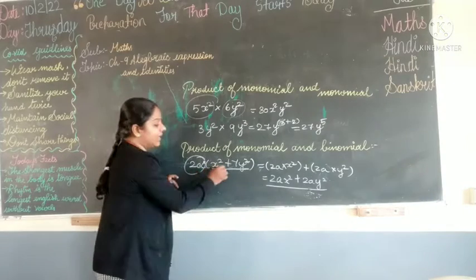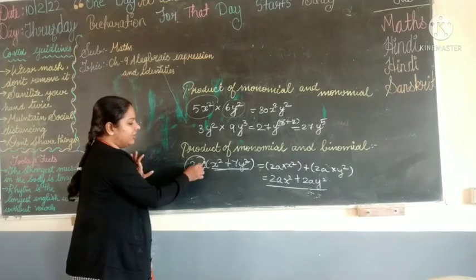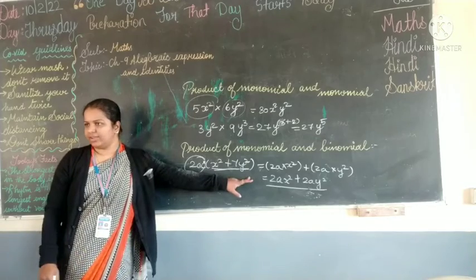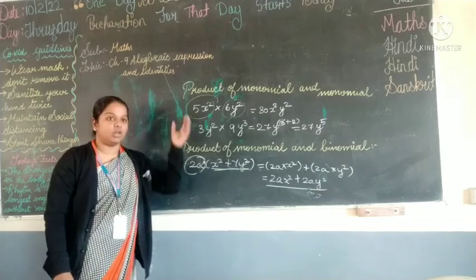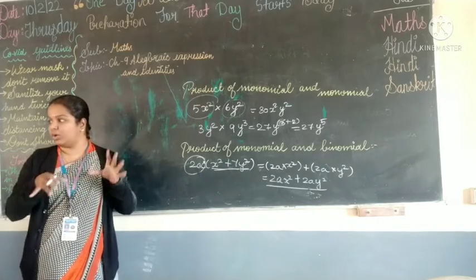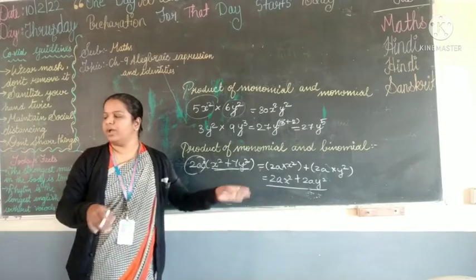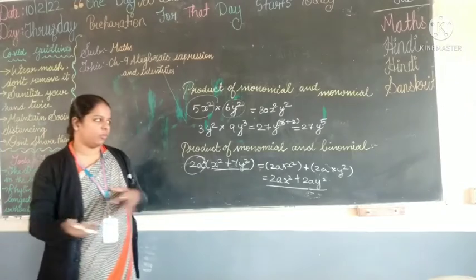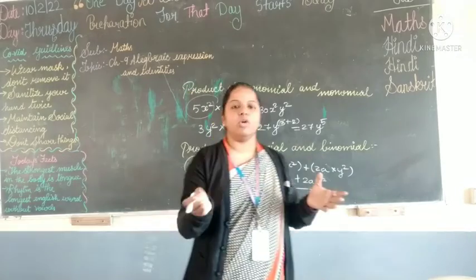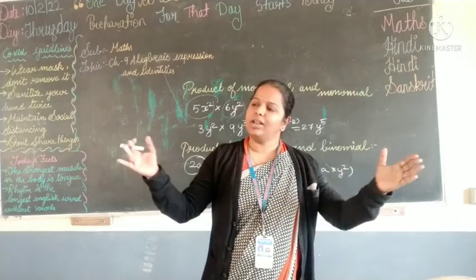Here we have used the distribution property, meaning when there is multiplication, it is common to both terms. Everything you learned earlier, like the distribution property and exponents, you have to bring into this chapter. When you multiply a monomial with a binomial you get a binomial, and when you multiply a binomial with a binomial, it becomes a polynomial. The terms will increase.